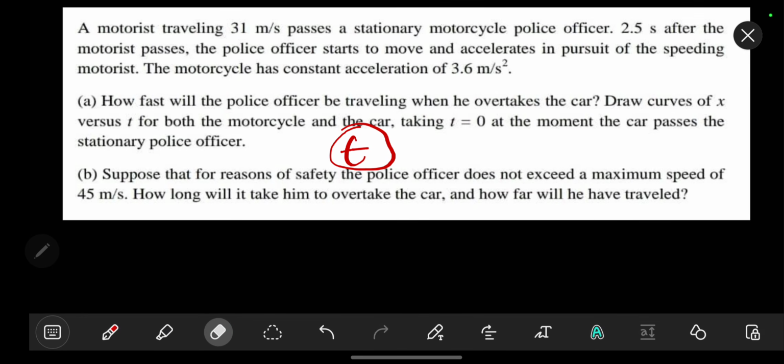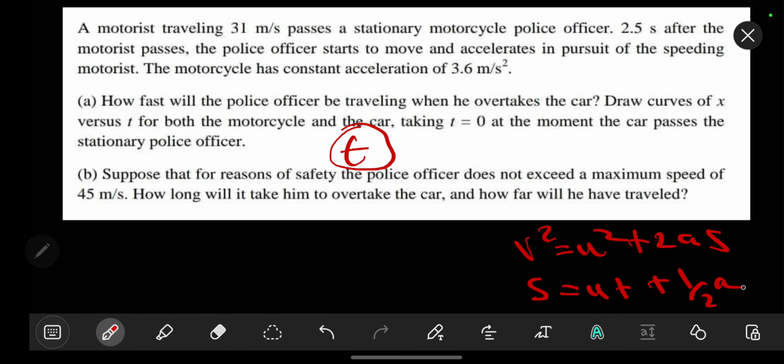So therefore, we are going to use the formula that has displacement. We have v squared is equal to u squared plus 2as. We don't know the v, we don't know the s, so we are not going to use this formula. We have s is equal to ut plus half at squared. So let's stick to this since we know most of the things. We know the displacement, which we can equate later. We want the time, the u we have, and everything.